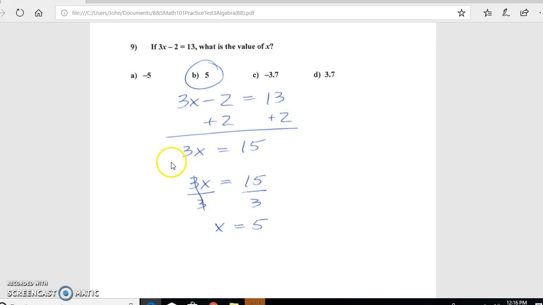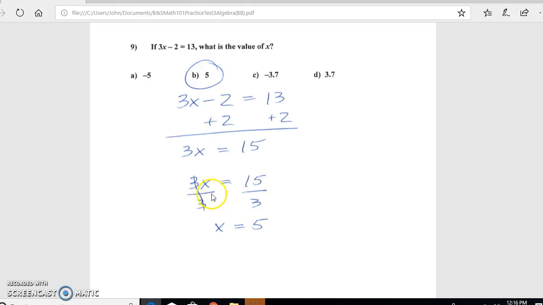And then my last step is always to divide both sides by the number in front of the x, which is 3. And that's what I've done down here. I divide this left-hand side by 3. I do the same thing on this side. Whatever I do on one side, I have to do on the other.